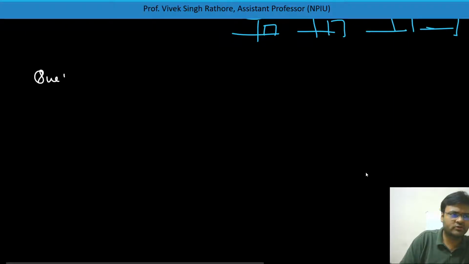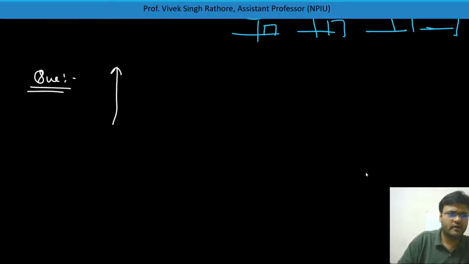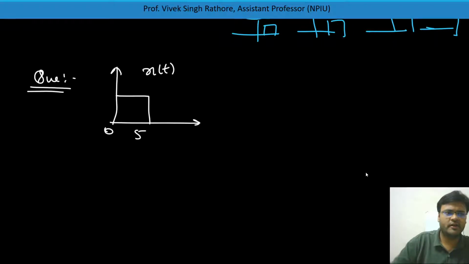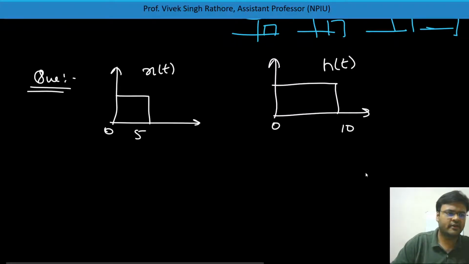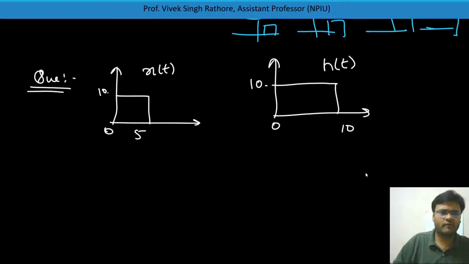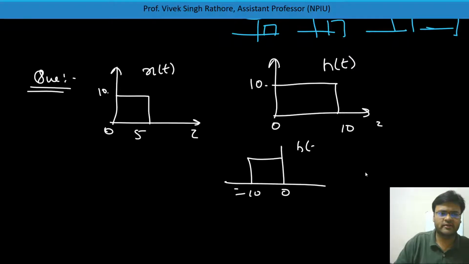This question was there: x of t goes from 0 to 5, and you have been given your impulse response h of t from 0 to 10. Let's suppose this value is 10, and this value is also 10. Now, for h of minus t, first of all we'll change the domain to tau, and then this will be 0 to minus 10, h of minus tau, and this value will be 10 only.